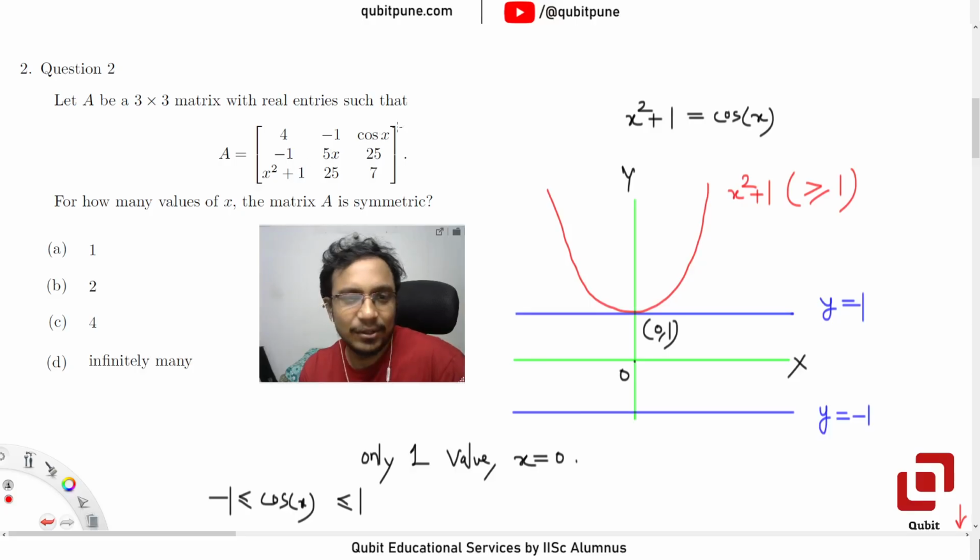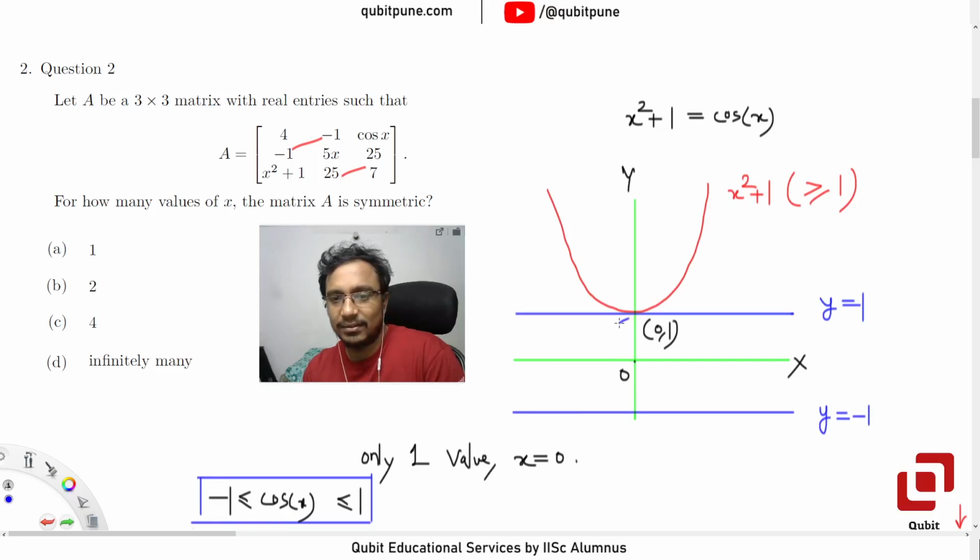You can see diagonal elements anyways, they don't matter. This and this, they're already there. So the only way this can be symmetric is when cos x equals x squared plus 1. Now the range of x squared plus 1 has an absolute minimum at 1, and that happens to be the maximum of cos, whose graph is sandwiched between -1 and 1. So if you know that, then it's very easy that there's only one value of x that meets the requirement, and then yeah, there's only one.